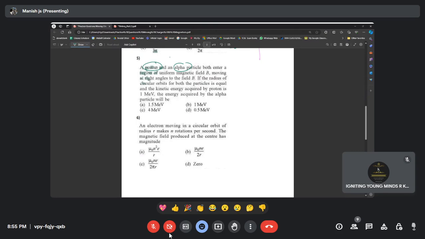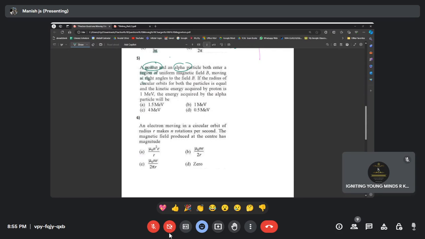This is basically a helium nucleus. Please keep this in mind. Whenever I say alpha particle, I'm talking about a helium nucleus. A helium-4 nucleus is what I am talking about, whose mass is 4 atomic mass units. So we are using that only. That is basically your alpha particle. So you take a proton and an alpha particle. Both of them are entering the region of uniform magnetic field, which is B. They are moving at right angles to the magnetic field B.